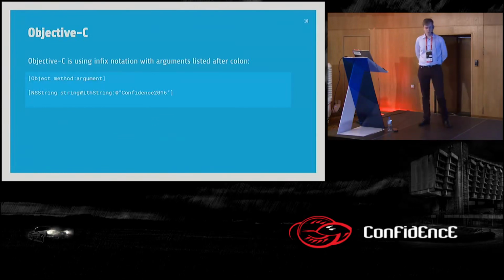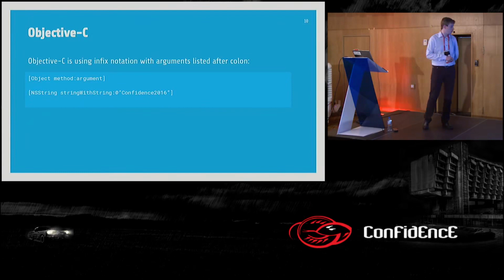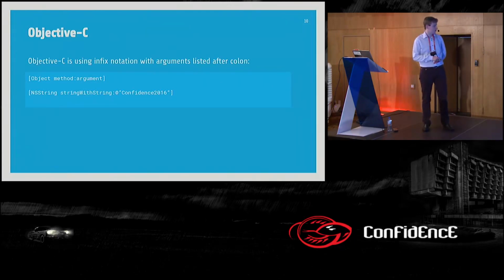So one of the features is that it uses infix notation. First of all, you use square brackets, and when you want to call a method on a particular object, you have the object, then the method, and then after a colon you have arguments. So if you want to initialize an instance of a string class with the string "Confidence 2016", you actually pass a method, string with a parameter. This is actually a string with @.